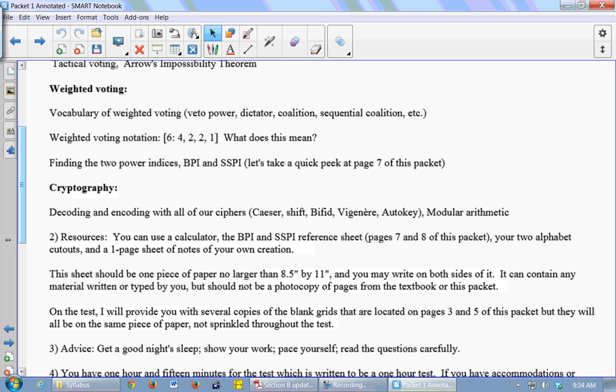You should be familiar also with the vocabulary of weighted voting, which is like veto power, dictator, coalition, sequential coalition. Weighted voting notation, which is the square brackets. What does this particular one say? What kind of voting system does this look like? Or describe it.